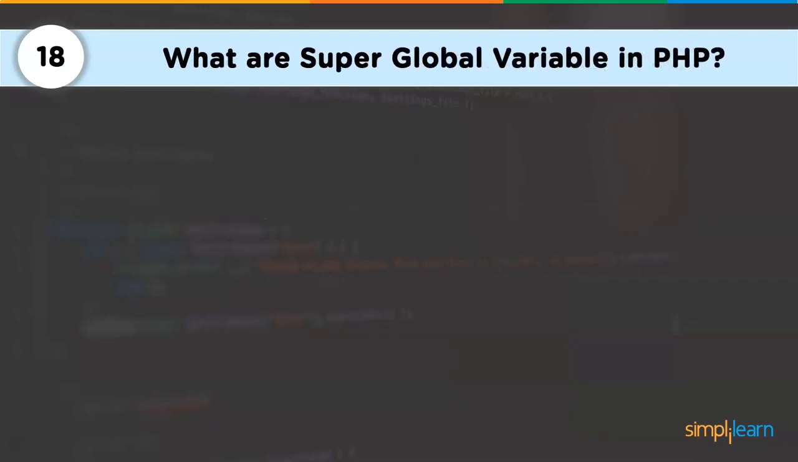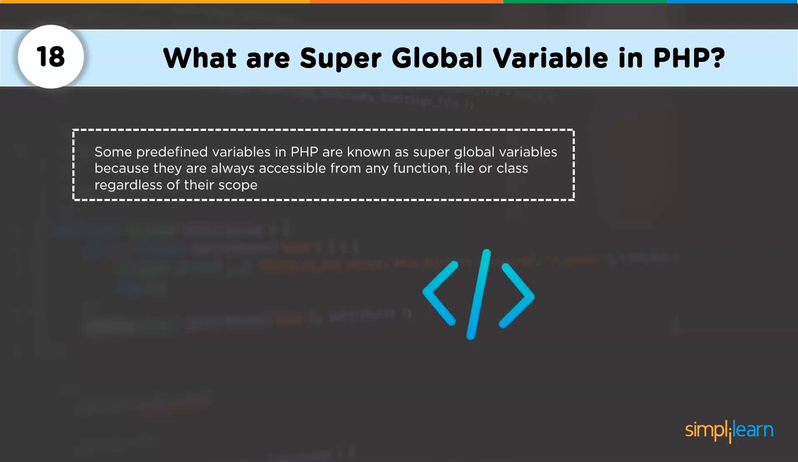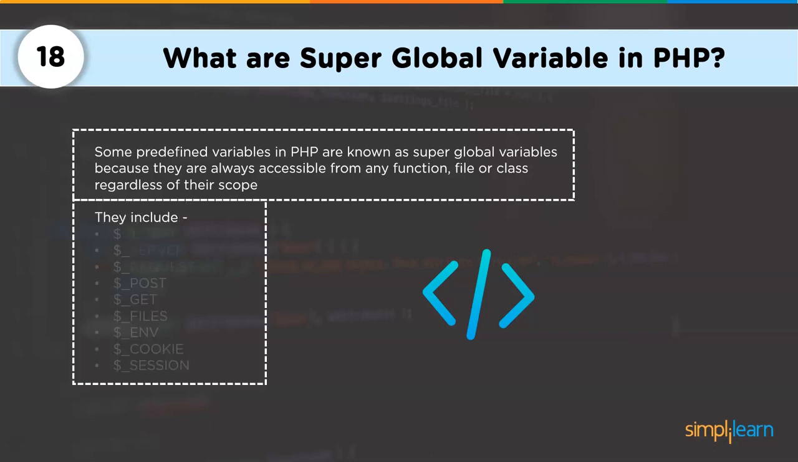Moving on, what are superglobal variables in PHP? Some predefined variables in PHP are known as superglobal variables because they are always accessible from any function, file or class regardless of the scope. So in all, they are globally accessible. Suppose you write a piece of code and declare a variable inside it, it would be a local variable and could be accessed only in that part of the code. But superglobal variables are accessible throughout the entire code. They include GLOBALS, SERVER, REQUEST, POST, GET, FILES, ENV, COOKIE, and SESSION.